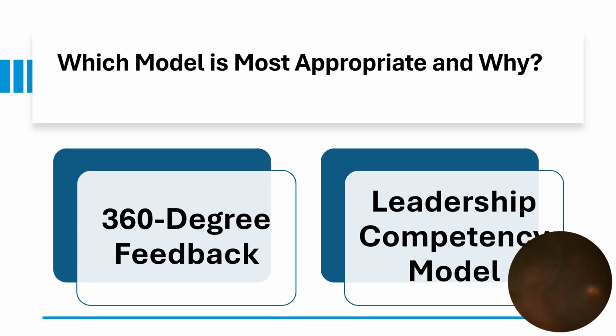Which model is more appropriate and why? The 360 feedback is ideal for organizations needing a comprehensive view of leadership performance from multiple perspectives. It helps identify blind spots and supports personal growth. The leadership competency model is best for organizations with clear leadership expectations, focusing on developing specific skills and standardizing evaluations. The recommendation is that a combination of both models can be most effective: 360-degree feedback for the holistic view and the competency model for focused skill development.